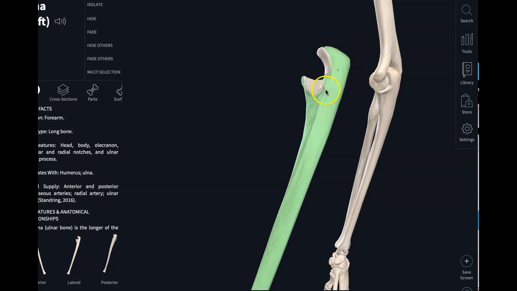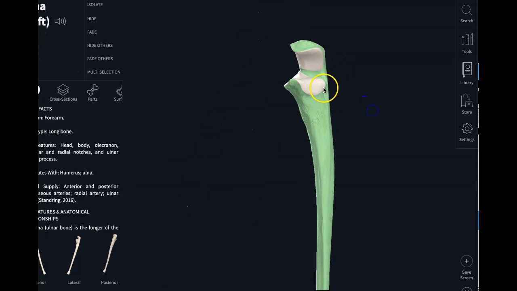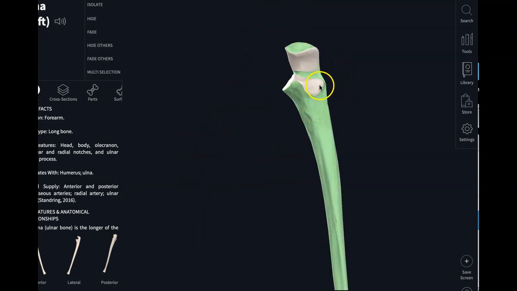But there's something we're going to show you now. Right here, this is going to be the lateral aspect of this ulna. This is the radial notch. The radial notch of the ulna. Now, the radial notch, why is it called radial? Because it's articulating with the head of the radius. Now, remember, the radius is right here. It's right next to Mr. Ulna. The head of the radius is going to be articulating with the radial notch of the ulna.